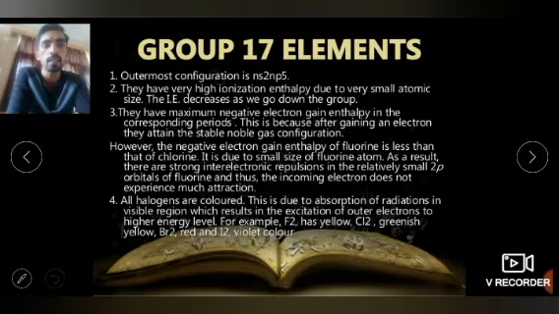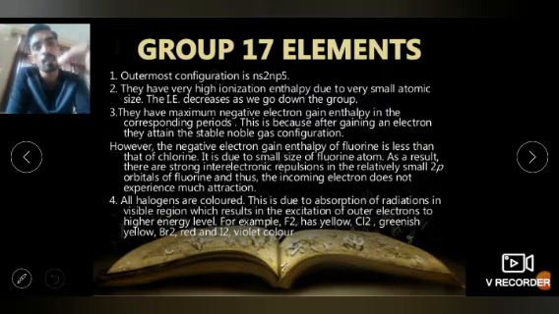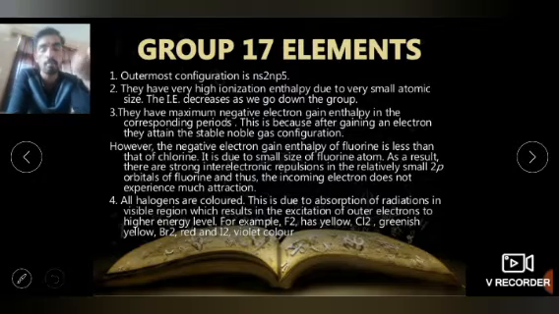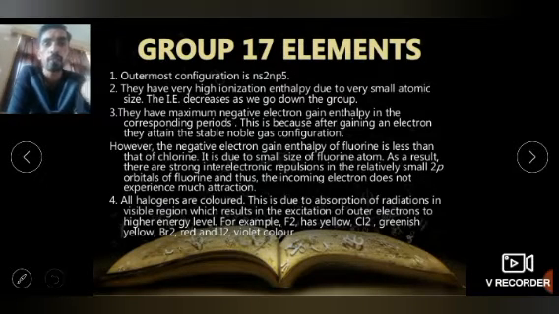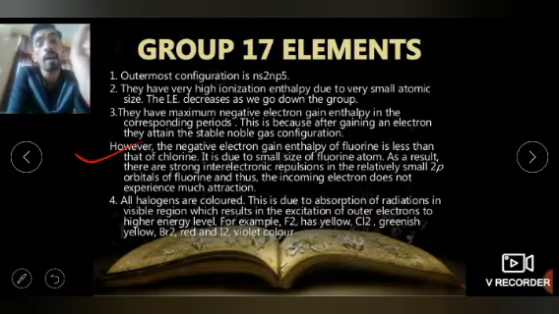This is because after gaining the electron, they attain the stable noble gas configuration. Yes, by attaining one electron, the halogen elements get the noble gas configuration, which is a stable configuration, the octet. However, the negative electron gain enthalpy of fluorine is less than that of chlorine, so chlorine has the highest electronegativity. It is exceptional. Chlorine has the highest electronegativity, but fluorine is less electronegative than chlorine.